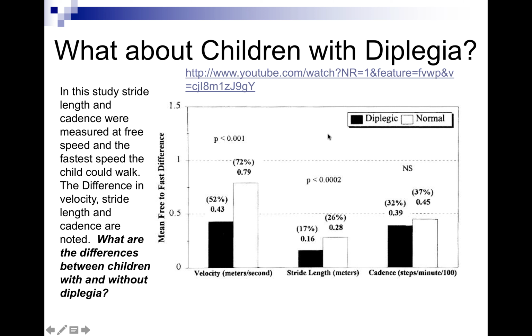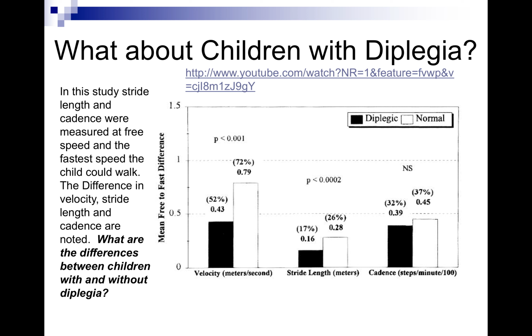Okay, so let's shift now to some clinical application. In this study, they're looking at stride length and cadence as measured at free speed or preferred speed, and the fastest speed a child could walk. And in this case, they're looking at children that are healthy and also children that have a diagnosis of some type of spastic diplegia or cerebral palsy type of problems.